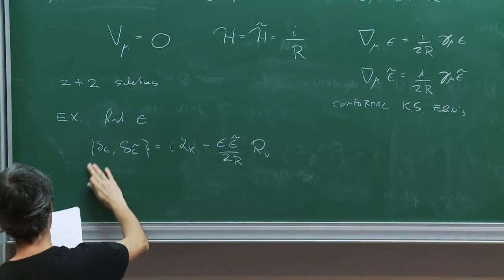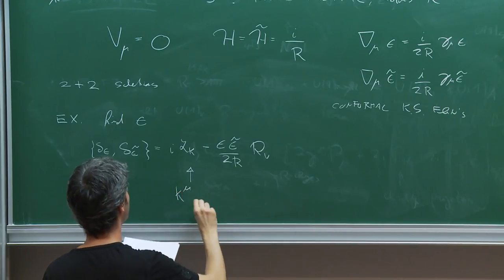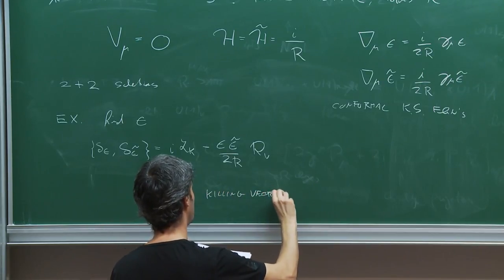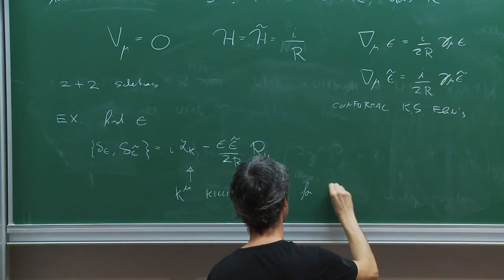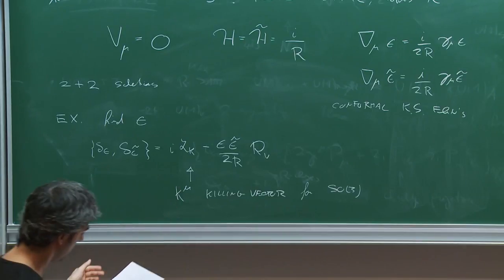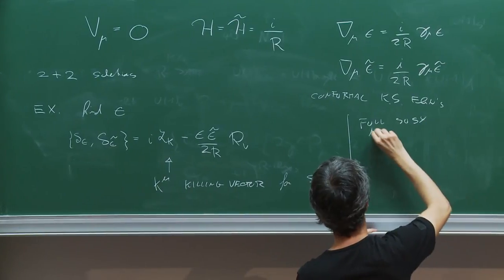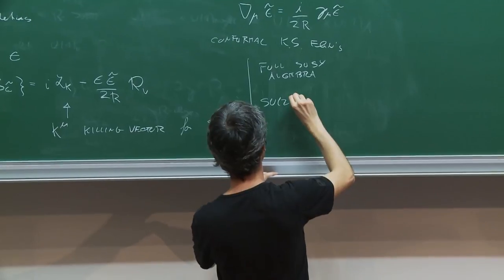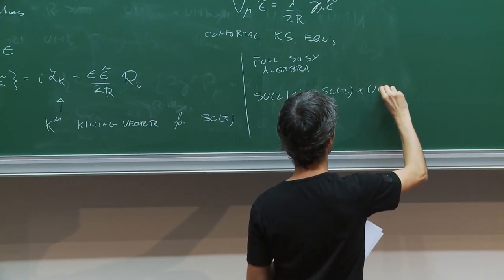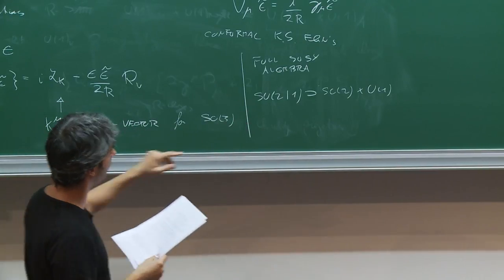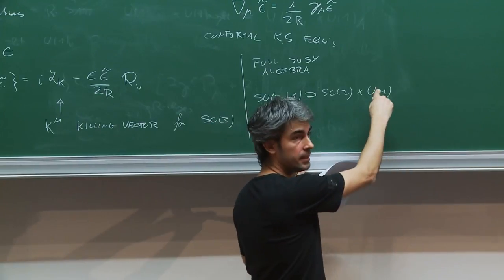The other ones are zero. I already wrote it there. This K mu, which we already wrote, is a Killing vector. As you vary epsilon and epsilon tilde, this generates rotations of the sphere, so the SO3 that acts on the sphere. In fact, the full superalgebra turns out to be SU(2|1), whose bosonic subgroup at the level of algebra is SU2 times U1, where this SU2 is the same as the SO3 which rotates the sphere, and this U1 is precisely the R symmetry.